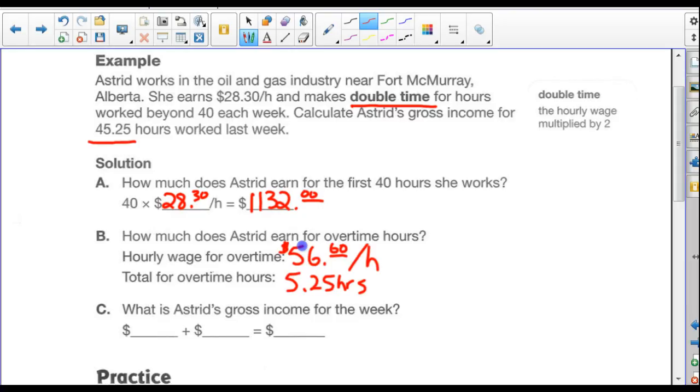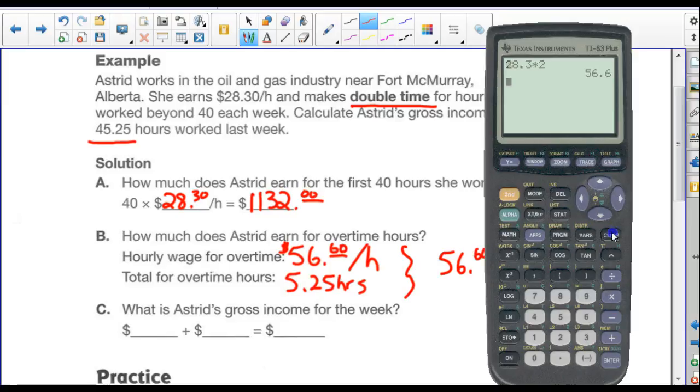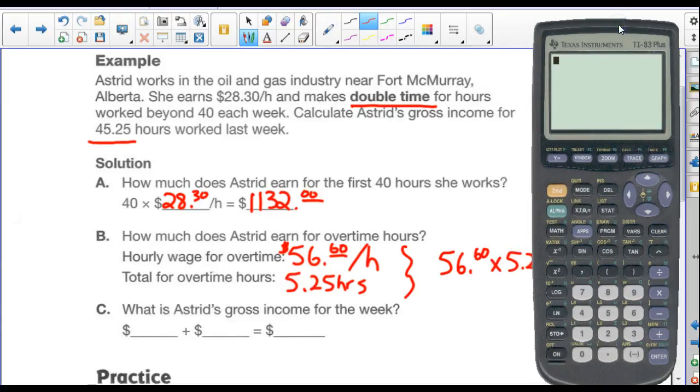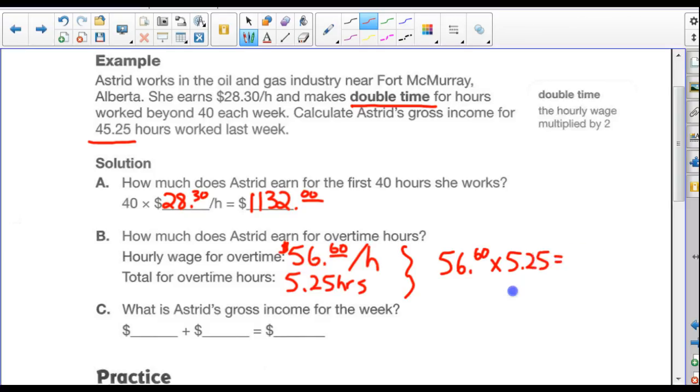So what is Astrid's gross income for the week? Well, we have to do this overtime here. Let's see how much she made. So we take 56.6, we multiply that by 5.25. That will give us how much overtime money she made. 56.6, multiply that by 5.25. Overtime she made an extra $297.15.